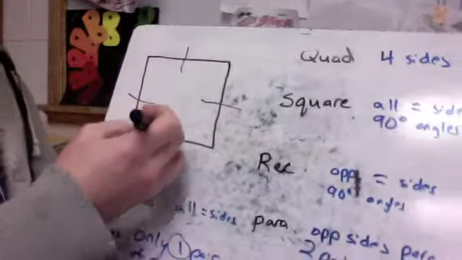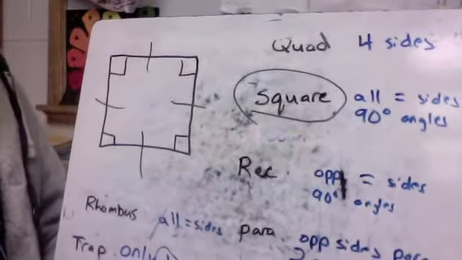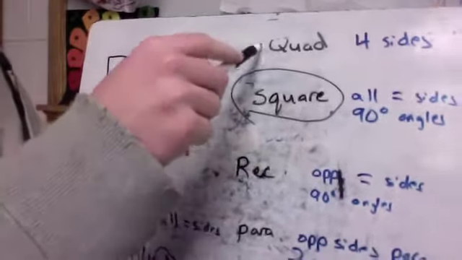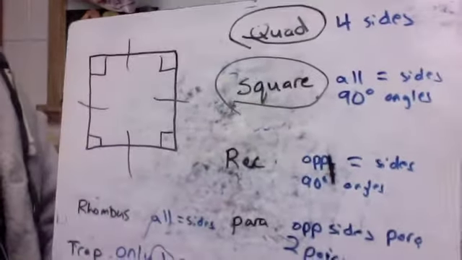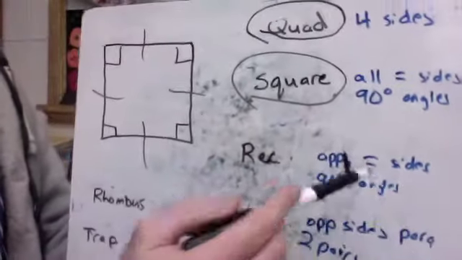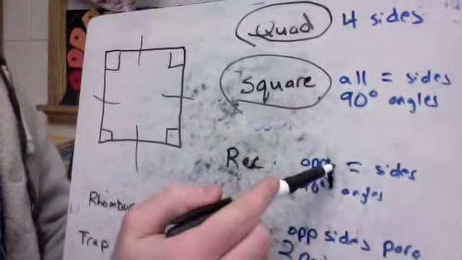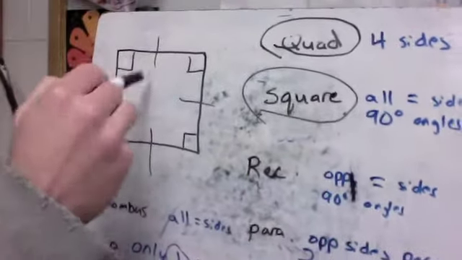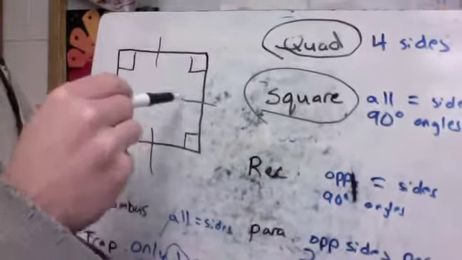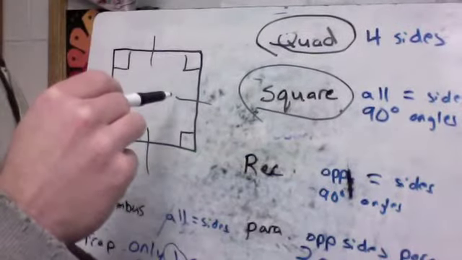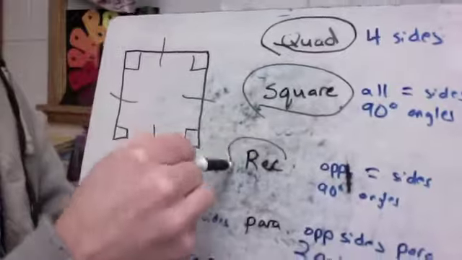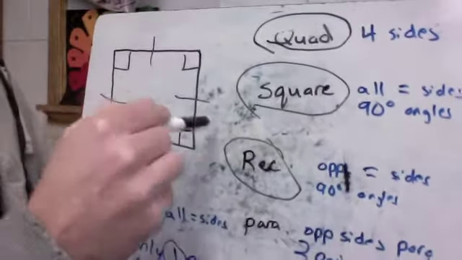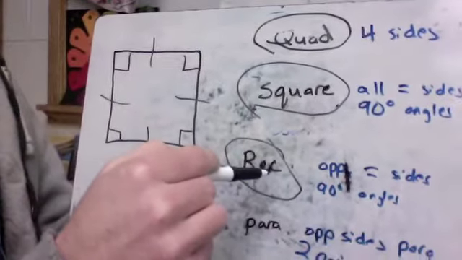Okay? Is it a quadrilateral? Does it have 4 sides? Yep. So it's quadrilateral. Is it a rectangle? Let's go through the list here. Are opposite sides equal? Okay? Those 2 sides are equal. They're opposites. Those 2 sides are equal. They're opposites. And it has the 90-degree right angles. This is also a rectangle. Any square is going to be a rectangle.